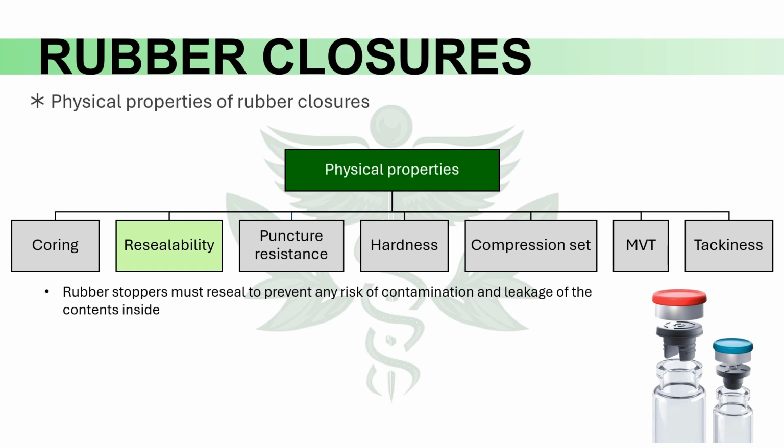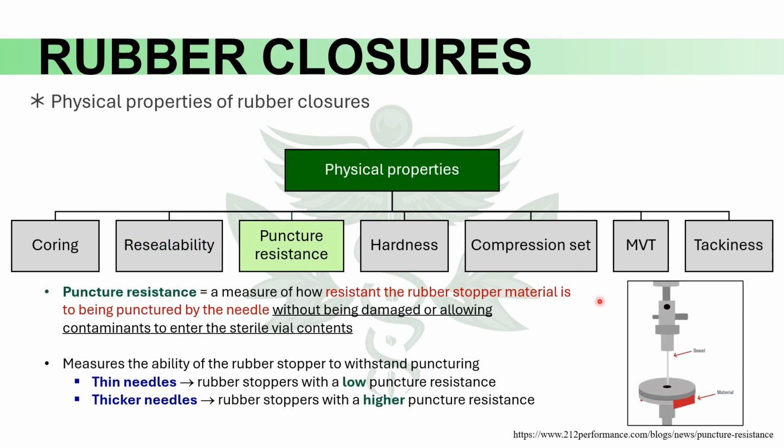Resealability. Rubber stoppers must reseal to prevent any risk of contamination and leakage of the contents inside. Puncture resistance. Puncture resistance is a measure of how resistant the rubber stopper material is to being punctured by the needle without being damaged or allowing contaminants to enter the sterile vial contents. And we have a very lovely demonstration of that right here.